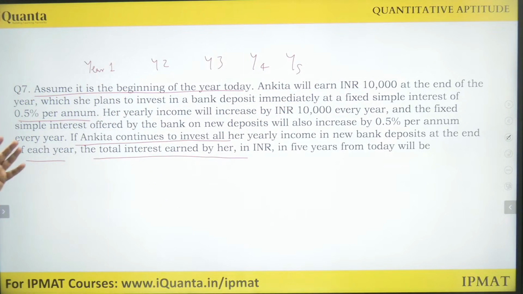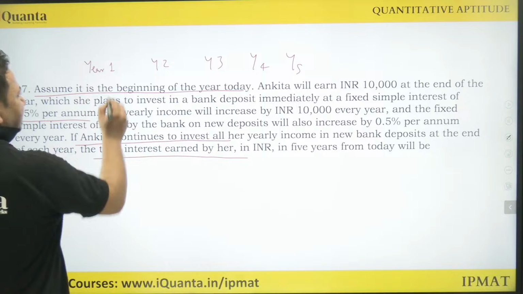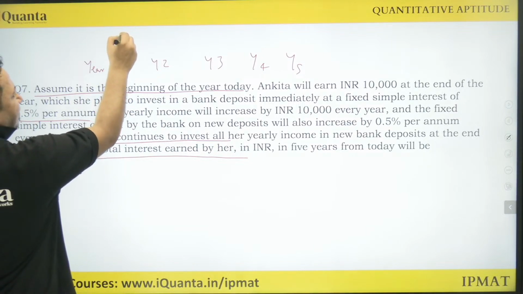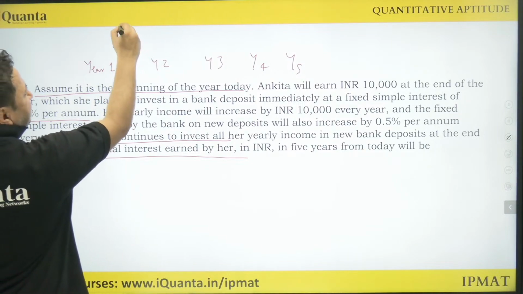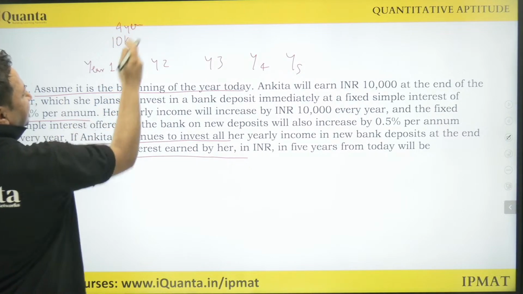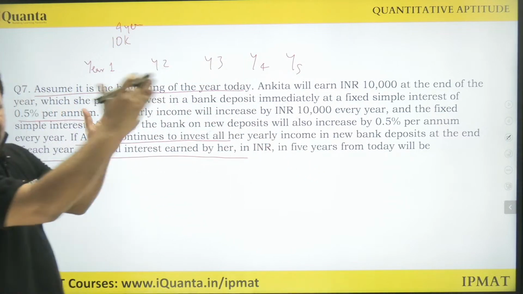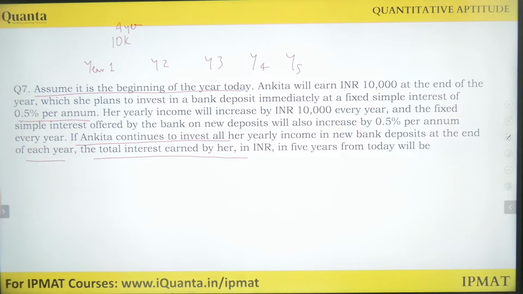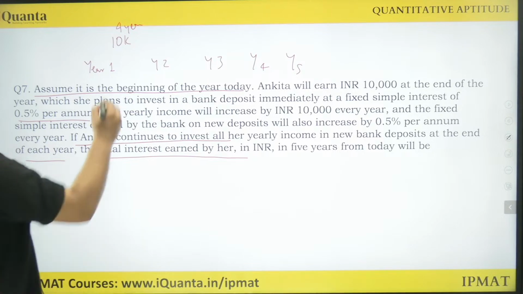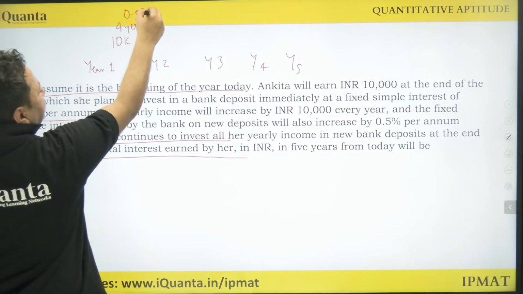She is investing at the end of the year, not in the beginning of the year. So the first 10,000 that will be invested for how many years? For 4 years. Can we say that? For 4 years, because this is coming at the end. So this 10,000 investment was for 4 years, not for 5 years. I hope you get it, all of you. At an interest of 0.5% per annum.